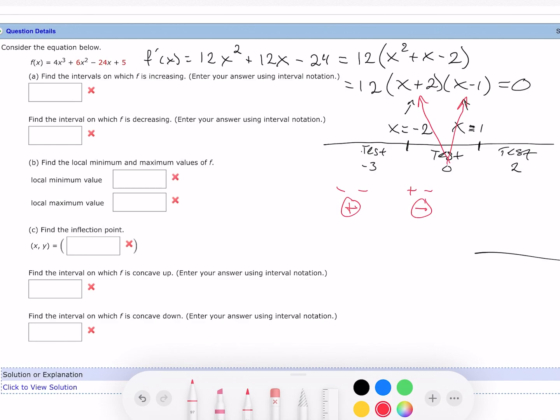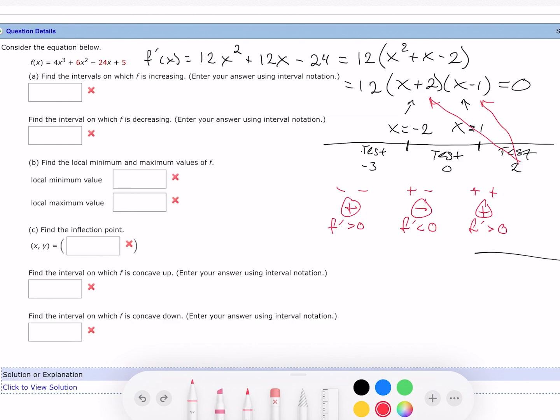And lastly, 2 plus 2 is 4, which is positive. 2 minus 1 is 1, which is positive. Positive times positive makes positive, so the slope of our tangent lines are positive there. F prime is greater than 0. Terrible handwriting, all true statements, however. F prime is greater than 0, f prime is less than 0, f prime is greater than 0.